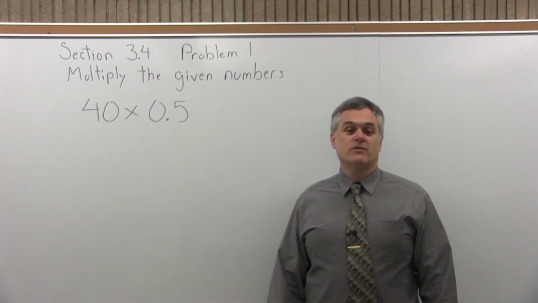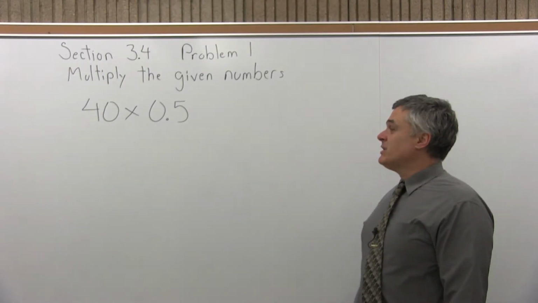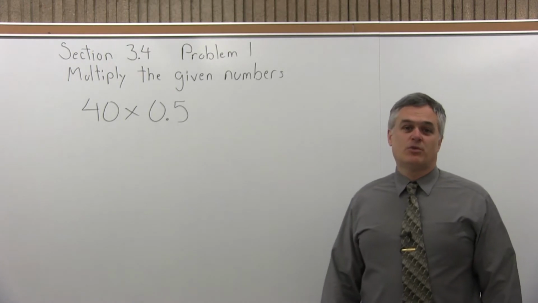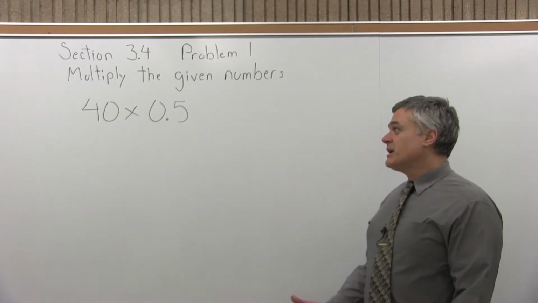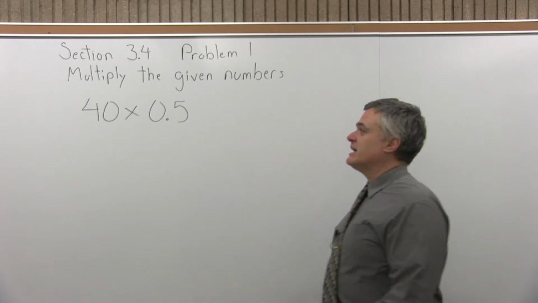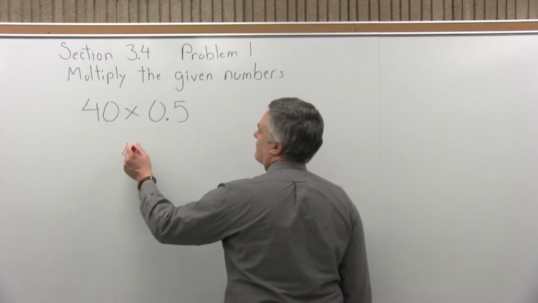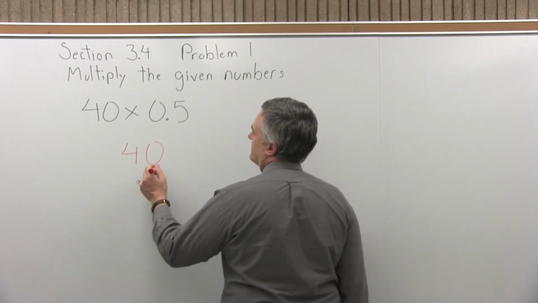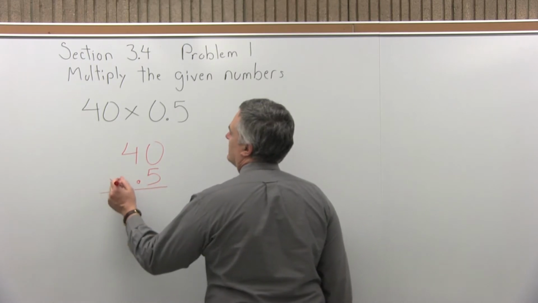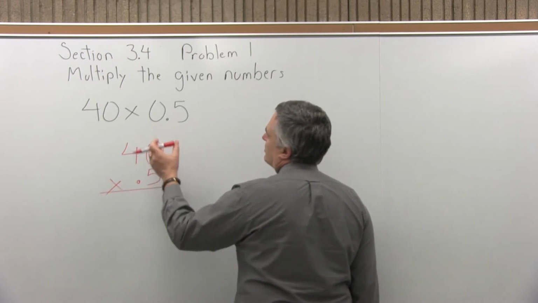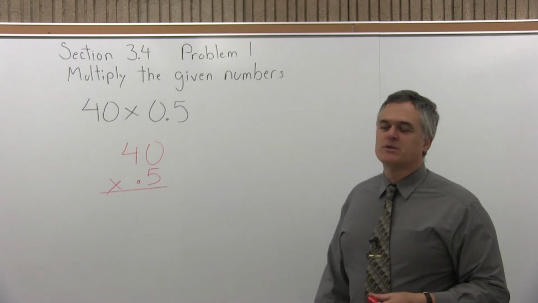This is Section 3.4, Problem 1. It says multiply the given numbers 40 times 0.5. So to multiply things with decimals, if you're not going to be using a calculator, I prefer to write it in a vertical format, like this. The 0.5 and .5, that's the same thing. I'll just write the problem as .5.